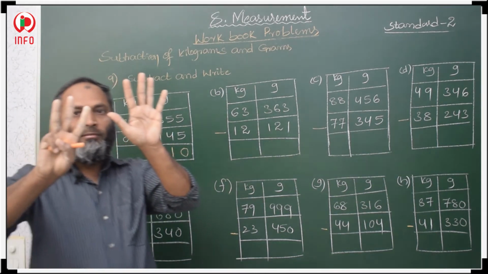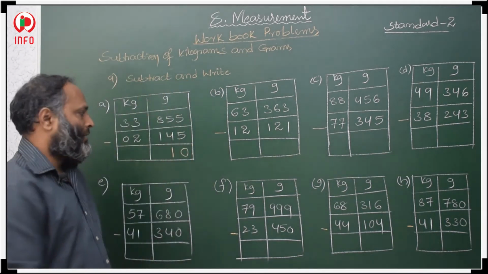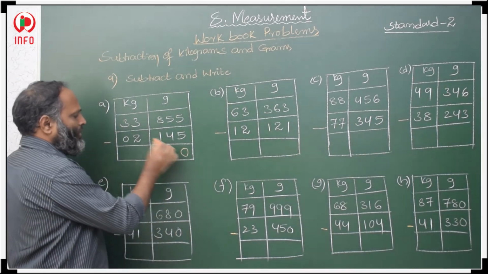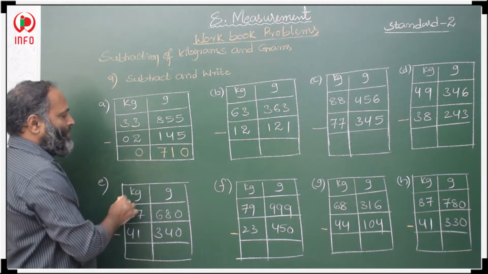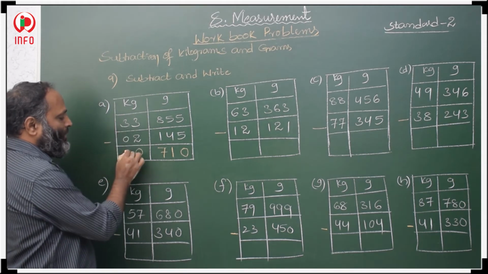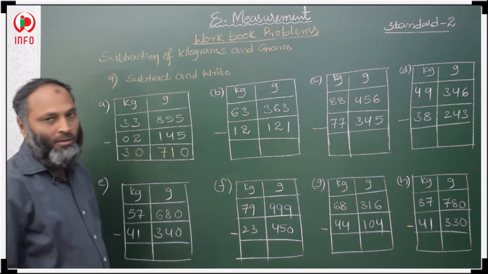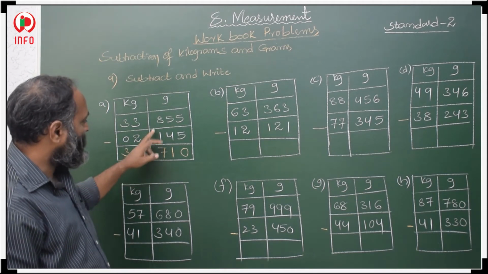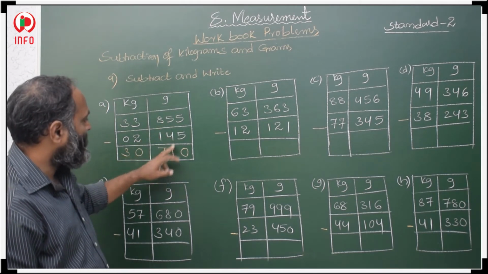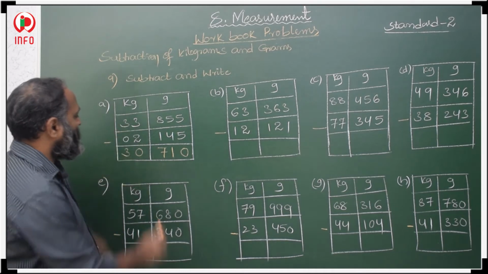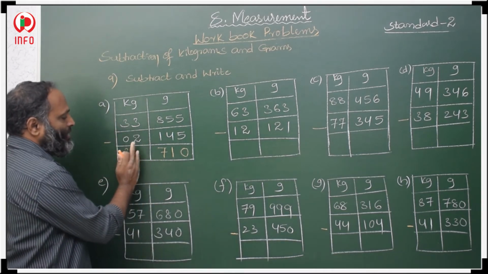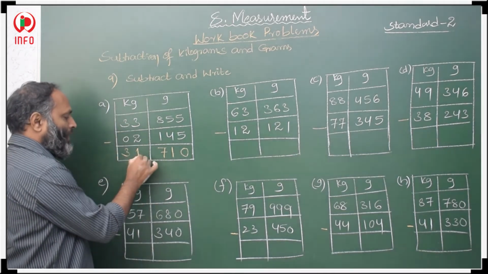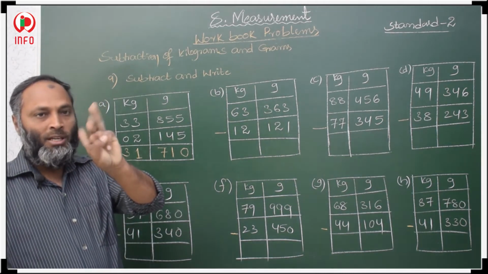8 minus 1, that is 7. 2 minus 2, same number minus same number, 0. 3 minus 0, any number minus 0 is the number itself. So 8 minus 1, 7. 5 minus 4, 1. 5 minus 5, 0. 3 minus 2 is 1.